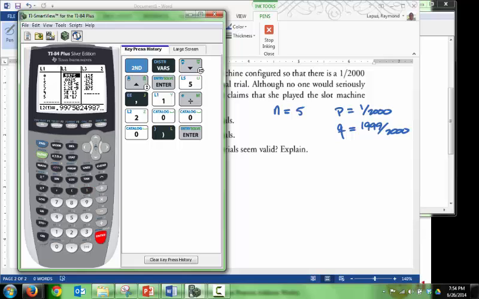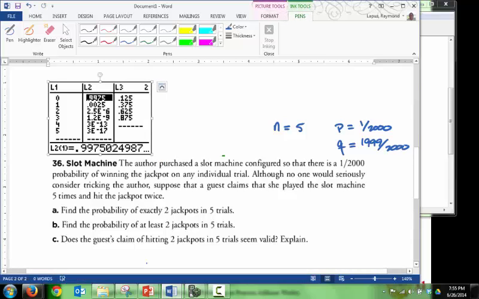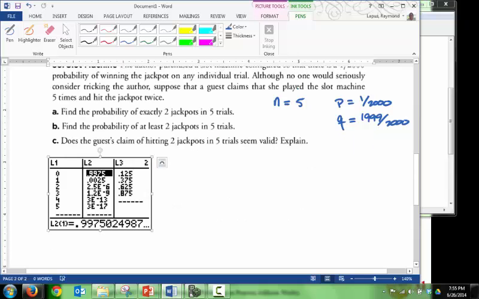And that's all we need for this. Press enter, it's going to give me a list of values. Now this kind of makes sense to what we talked about. There's a 99.75% chance that you're not going to win if you play 5 times. There's a 0.0025, that's less than 1%, a quarter of a percent, that you can win once if you play 5 times. And then winning twice, that's 0.05 zeros in a 2-5. So with this probability distribution table, I can answer the questions that they have here.